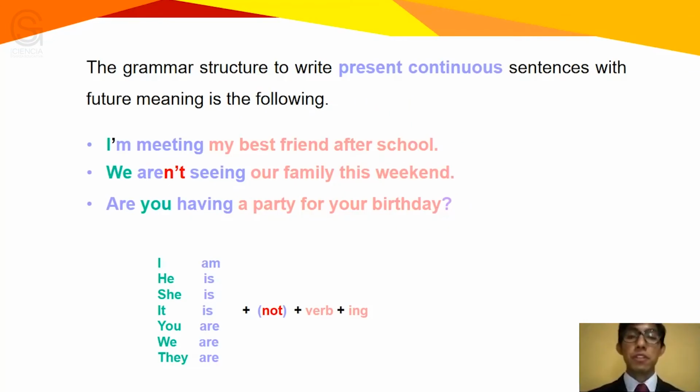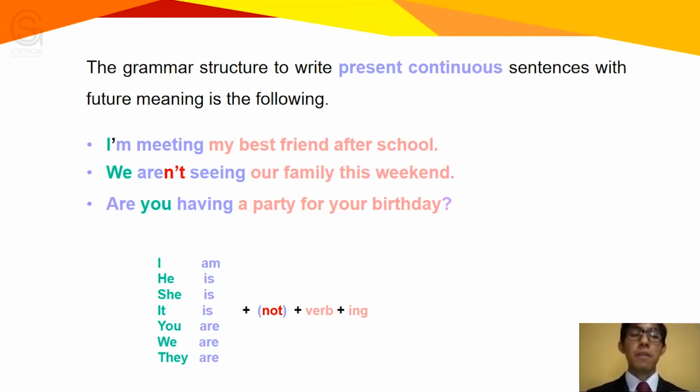The grammar structure to write present continuous sentences with future meaning is the following. We need a subject, we need an auxiliary be, which can be am, is, or are, plus the verb in the ing form and the rest of the sentence. For affirmative sentences, as we have it here, we need a subject, we need an auxiliary, we need a verb in the ing form, and the rest of the sentence.